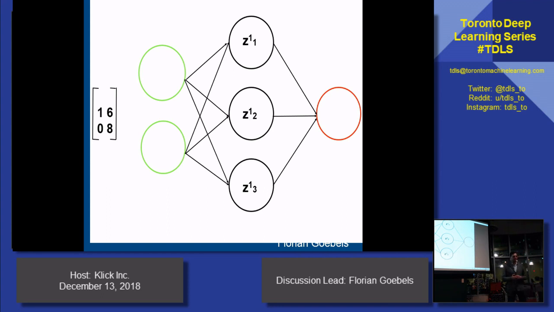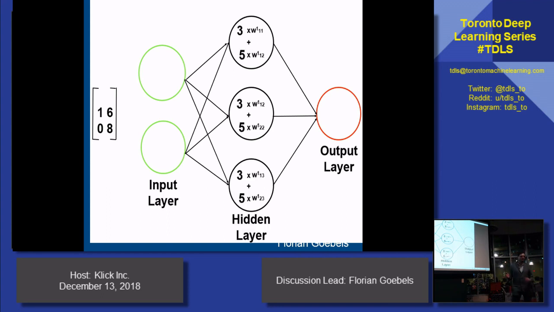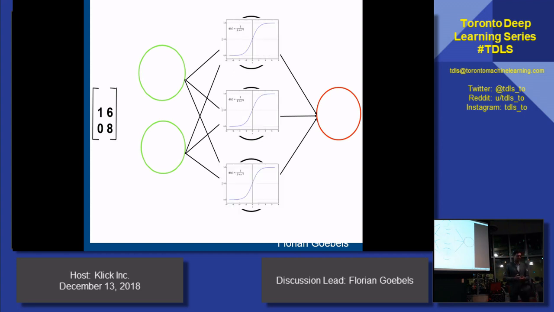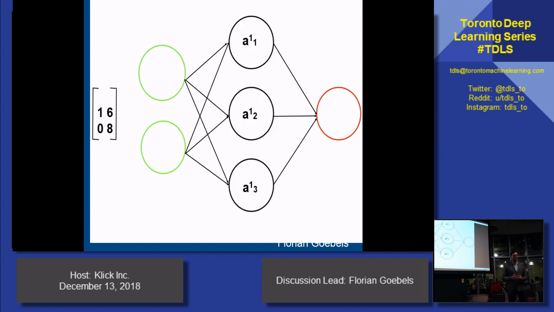What is the superscript? The one on the top of W? Oh, this is layer 1, basically. So this describes layer 1. These are the weights of the first layer, and these are the hidden states of the first layer. And now I want to apply the activation function for each of the states. And then I get my activations for each of the hidden states, the hidden neurons.